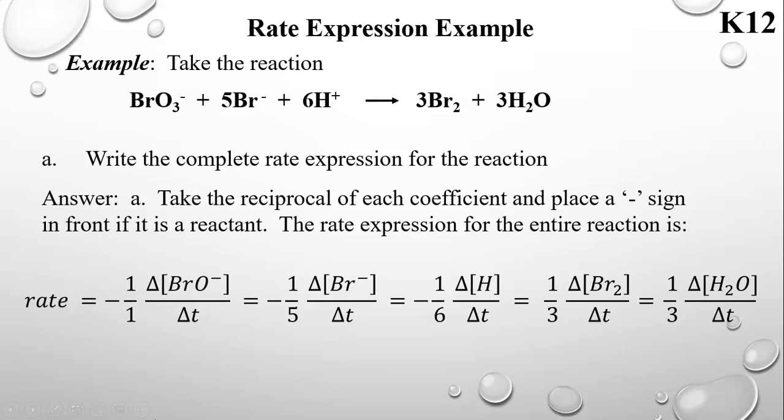The minus sign above BrO3 minus and Br minus simply means they're ions, they're anions. That has nothing to do with what we're talking about here.